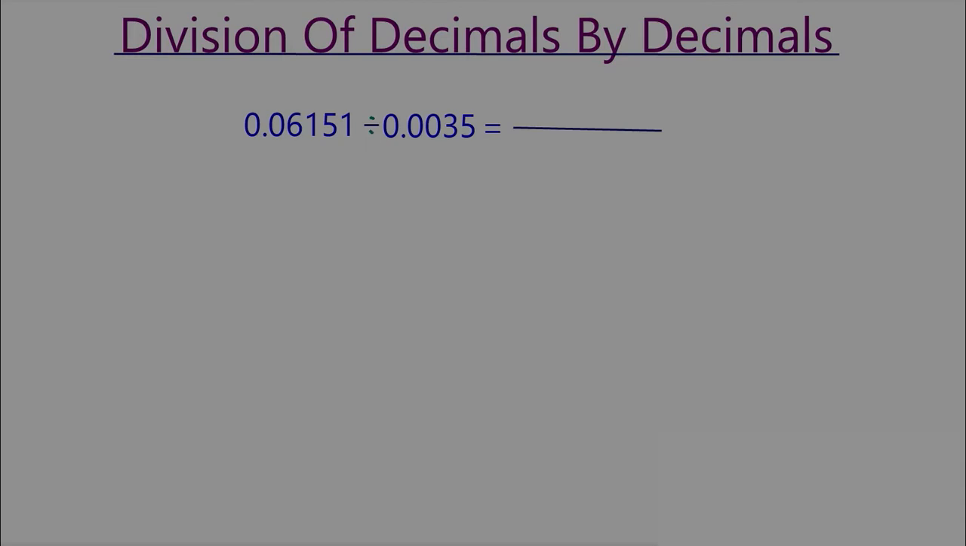For this example, we have 0.06151 being divided by 0.0035. Just like the previous examples, we want to focus on how many times we have to move the decimal to the right until the decimal point is removed from the divisor. We had to move the point 4 places to the right in order to remove the point for the divisor. Removing the point, we got a whole number of 35 for the divisor. For the dividend, we have to move the decimal 4 places to the right also.